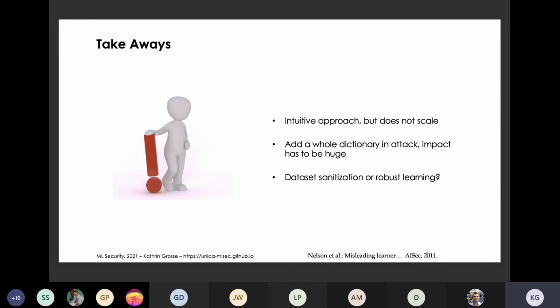You can actually see the paper is rather old. But nowadays, say, if you think about ImageNet and thousands of images, then this isn't really something that you would like to do. And the next drawback, which I didn't really focus on in this talk but want to remark on, is that they add a whole dictionary in every attack. So the impact of each poisoning point is huge. It is not clear if you just have a subtle change whether this would actually work.